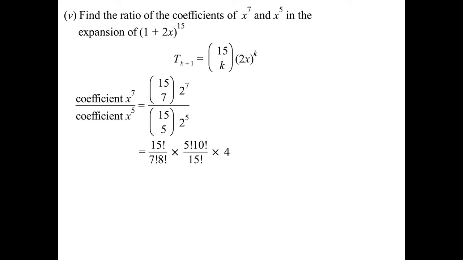Okay, the 15 factorial will cancel with the 15 factorial, so that goes, that's nice. I'll put the 8 factorial into the 10 factorial, leaving me with 10 times 9. I'll put the 5 factorial into the 7 factorial, leaving me with 7 times 6 on the bottom, and that comes out to be 60 on 7.